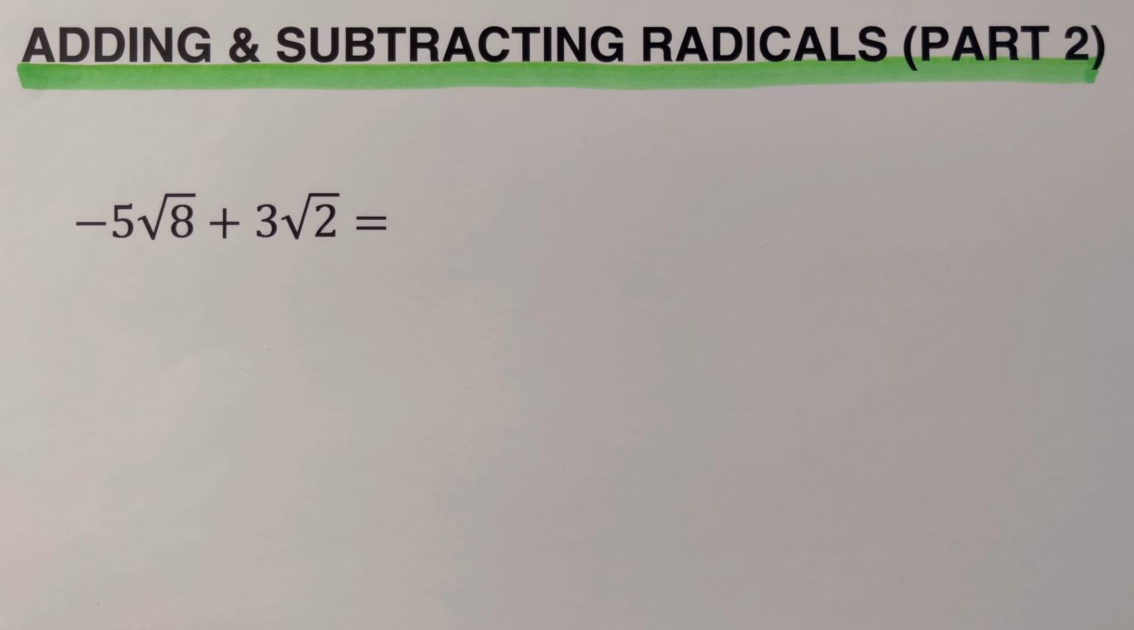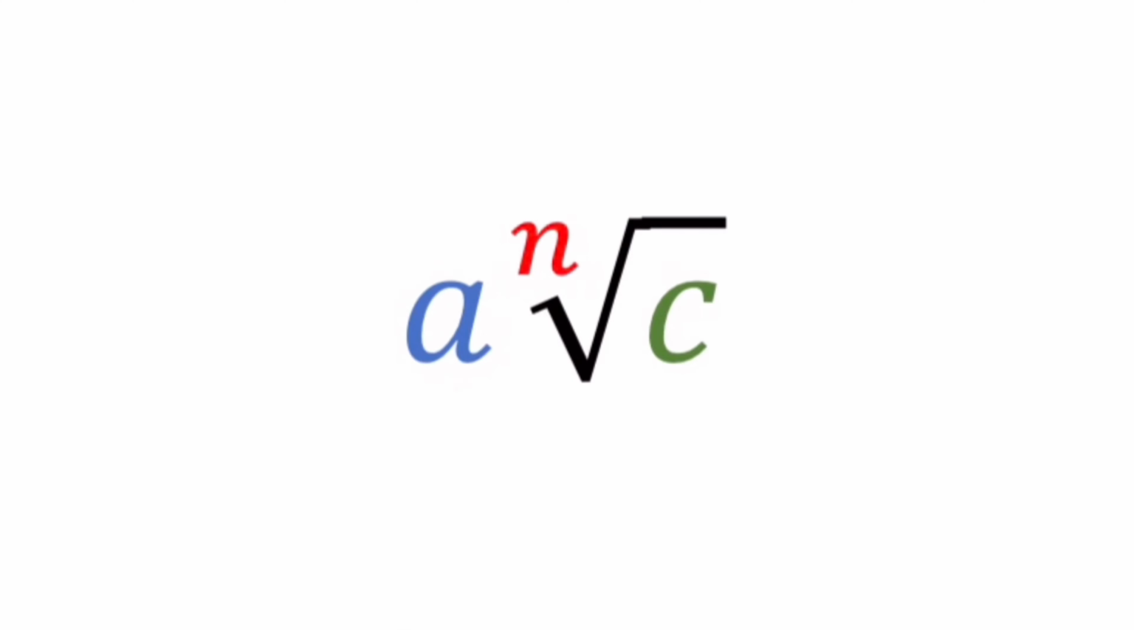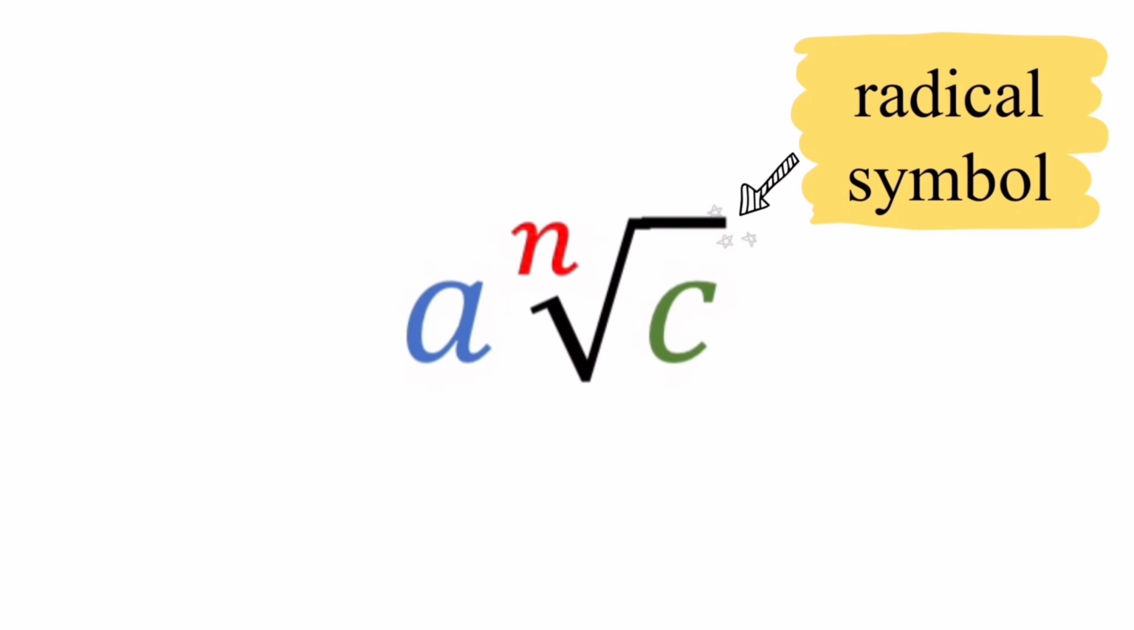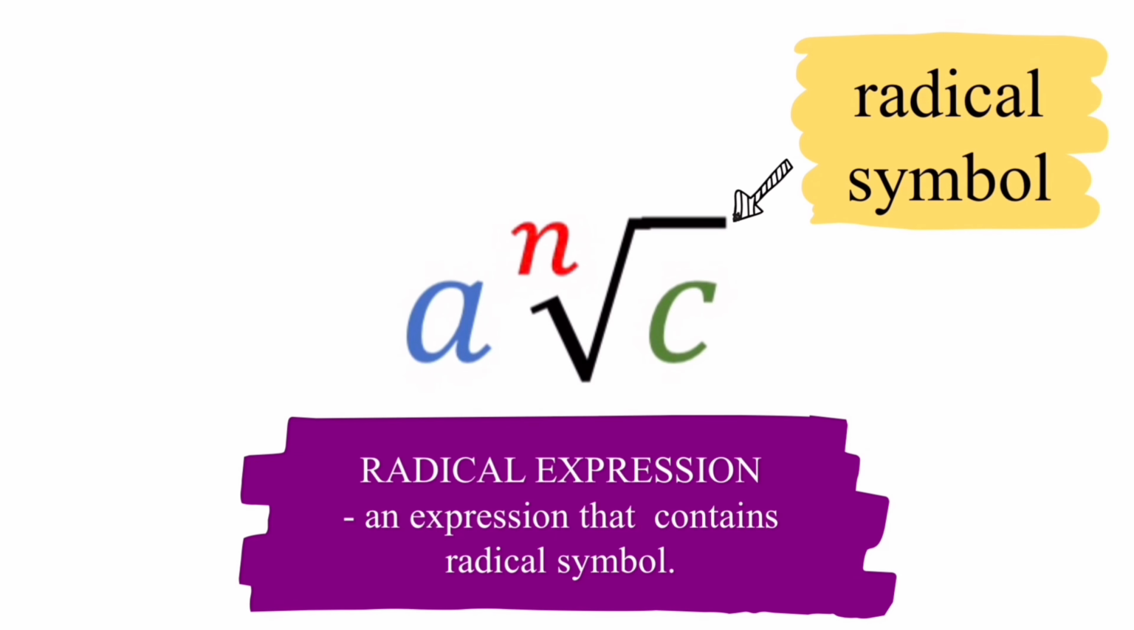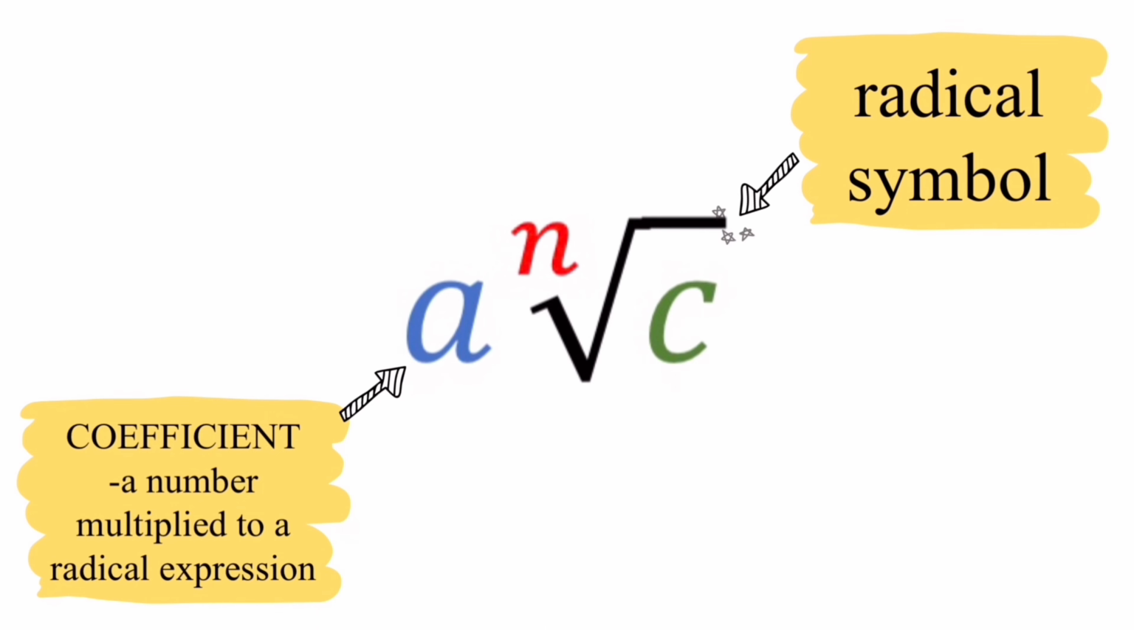Now let's have the parts and definition of radical expressions. Please remember that these are the parts of every radical expression. The first part is the radical symbol. The reason why this is called a radical expression is because it is an expression that contains the radical symbol. Our A here is called a coefficient. A coefficient is a number multiplied to the radical expression.